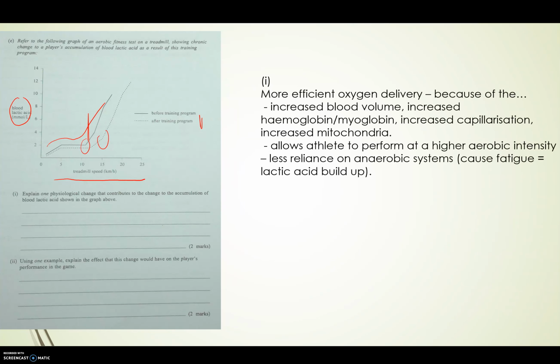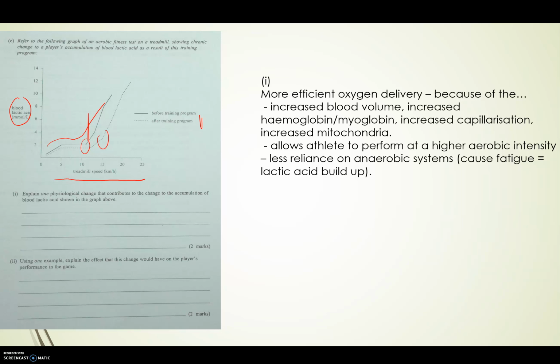So again, our training before program and after program, we can see here our before training program has a significant spike earlier on in the treadmill speed, so about 11 there compared to about 15 there. So explain one physiological change that contributes to the change of the accumulation of blood lactate, as shown in the graph above.